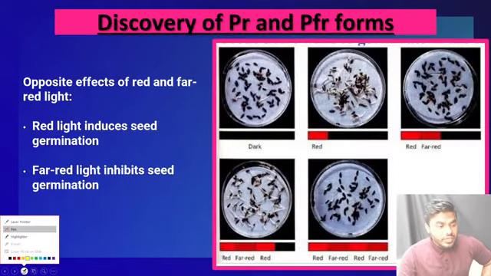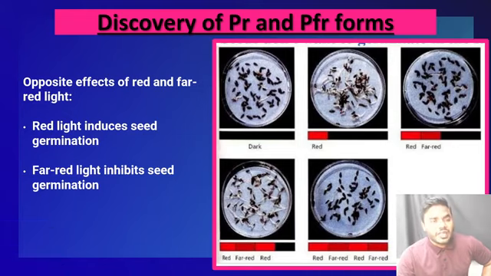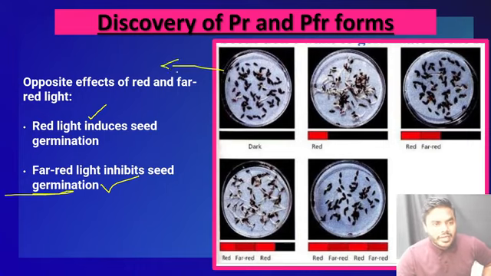Now listen to me very carefully, every one of you. Discovery of PR and PFR forms. Everyone listen. All the students look into the diagram carefully. Here it is written that red light induces seed germination, far red light inhibits seed germination. Actually these are all lettuce seeds. What seeds, friends? Lettuce seeds.